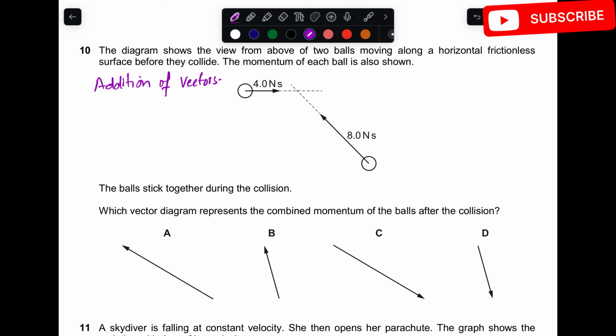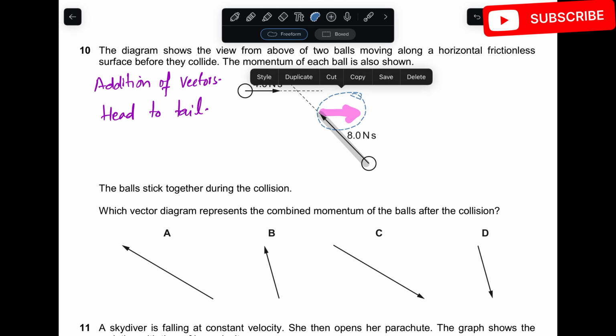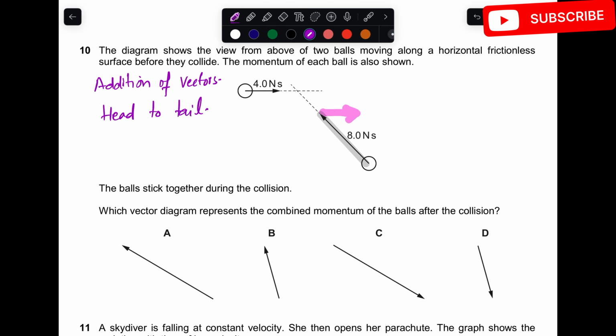So I can use the head to tail rule. It's also called the tip to tail rule. If you just imagine, let's suppose you can take any one of them as the first vector. Let's suppose this is the first vector. If I consider this as the second vector, I have to place the second vector onto the head of the first one. And the resultant will be from the tail of the first till the head of the last. So this will be the resultant. So if you see, this is option B that is making sense here.